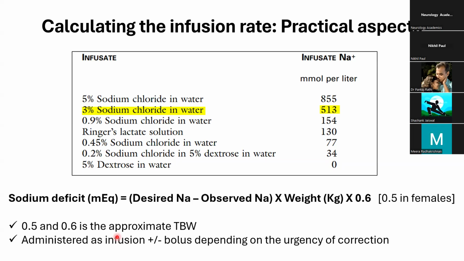So for calculating the infusion rate, we use the same formula which we use for hyponatremia correction. That is deficit into weight into 0.6. And we know that 1 liter of 3% saline has 513 millimoles of sodium. So based on that deficit and how much we need, we can calculate the infusion rate also. We can give either as a bolus therapy or infusion therapy. What we normally do here is give around 25% as a bolus over 1 hour, and the rest of it we can give as an infusion.